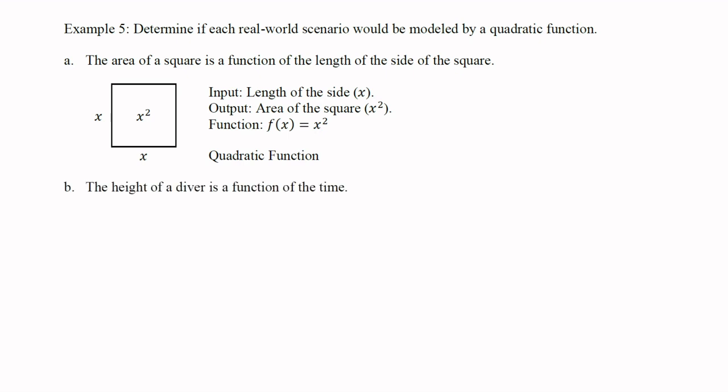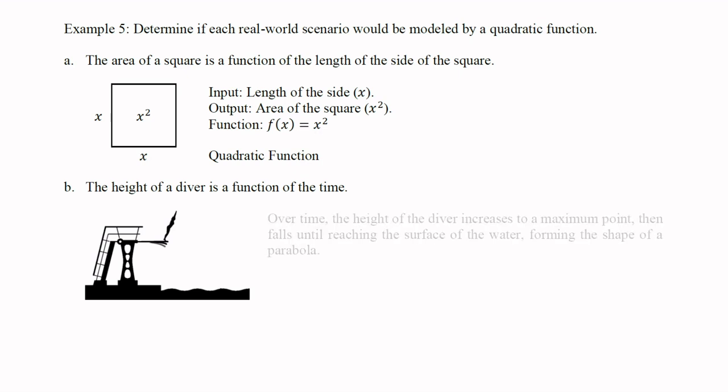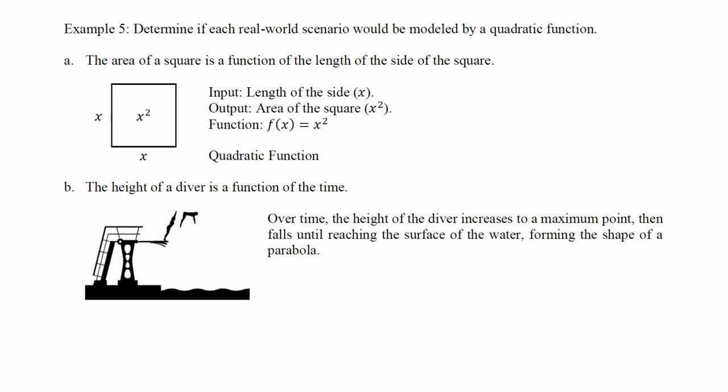The height of a diver is a function of time. So we have our picture here. We have a diver, and over time, the height of the diver increases to a maximum point, then falls until reaching the surface of the water, forming the shape of a parabola. So this would be a quadratic function.